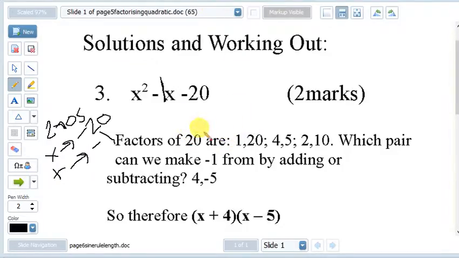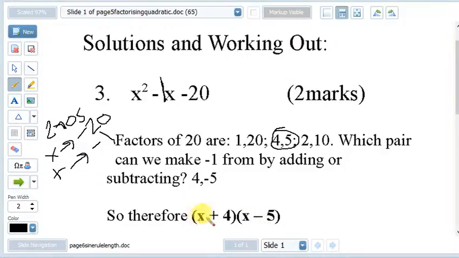So the first one is we're going to have to come up with factors of 20. Now the factors of 20 are 1 and 20, 4 and 5, and 2 and 10. And which pair can we make negative 1 from by adding or subtracting? And the only one that we can do that is the 4 take away 5.